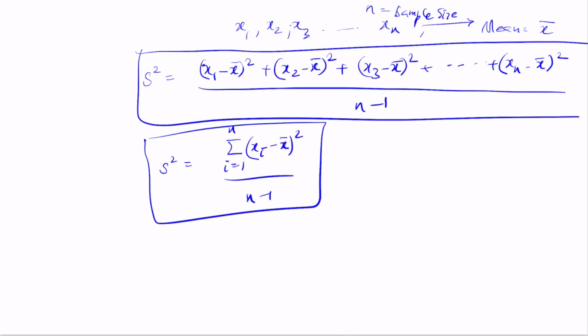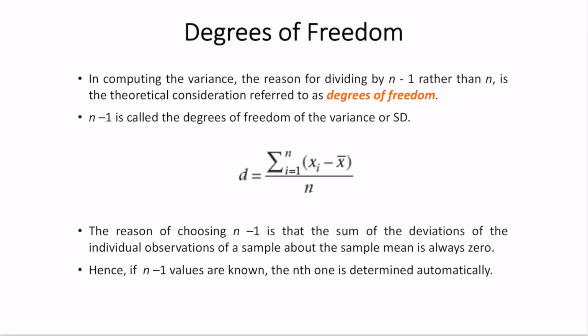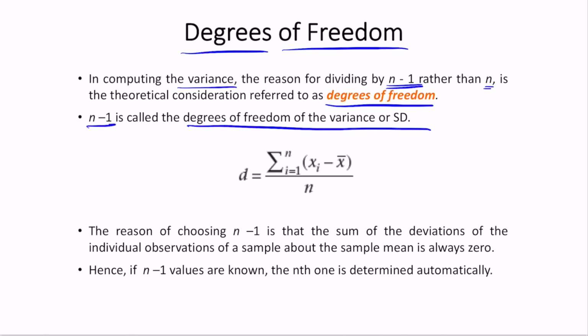With that in mind, now let's go into the variance part. This here is called the sample variance. Remember that this represents the sample variance. It's not the population, but the sample. Now the question comes back to one value called the degrees of freedom. Whenever we compute the variance, the reason we divide by n minus 1 rather than n is a theoretical consideration. We call it the degrees of freedom. So n minus 1 is called the degrees of freedom of the variance or the standard deviation.